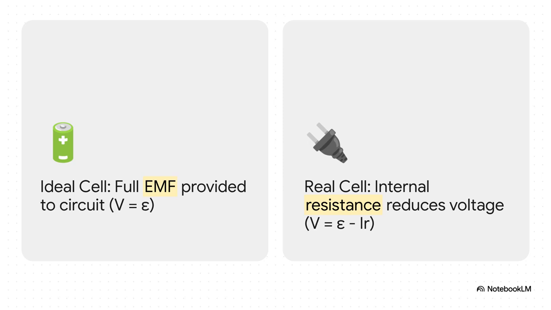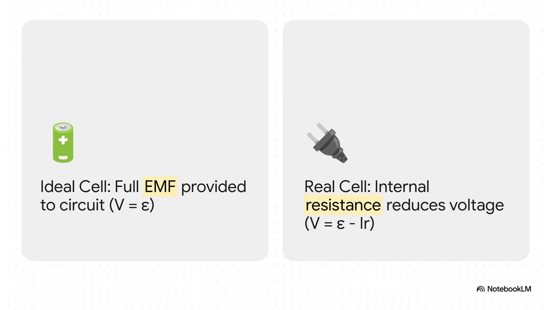But, of course, we don't live in an ideal world. In a perfectly ideal cell, the battery gives you its full EMF to run your devices. But in reality, the chemicals and the electrolyte inside the battery have their own small resistance to the flow of charge. We call this internal resistance, or lowercase r. Because of this internal resistance, a real cell basically steals a little bit of the voltage before it ever reaches your external circuit. So the actual voltage you get is the EMF minus the current times that internal resistance.